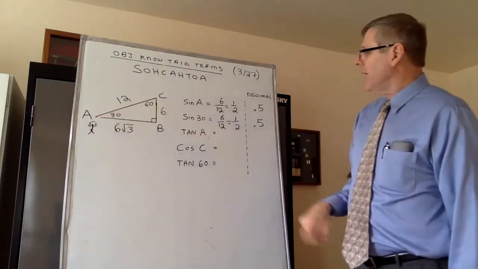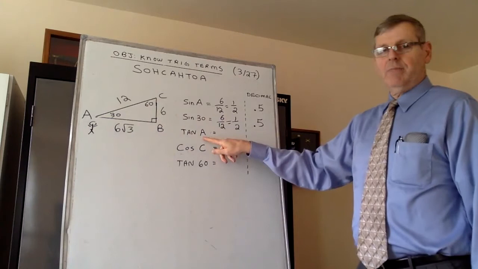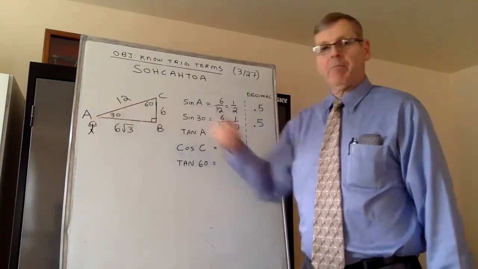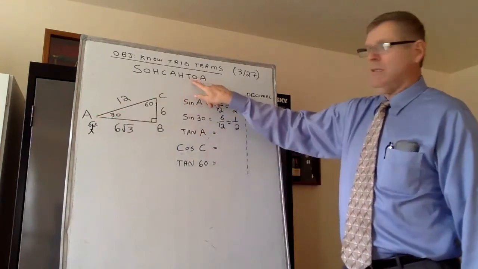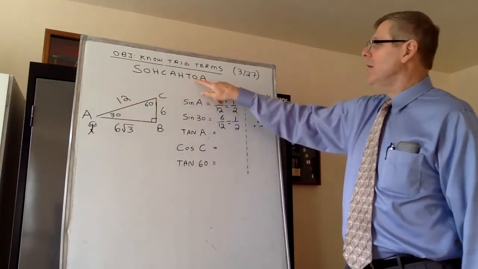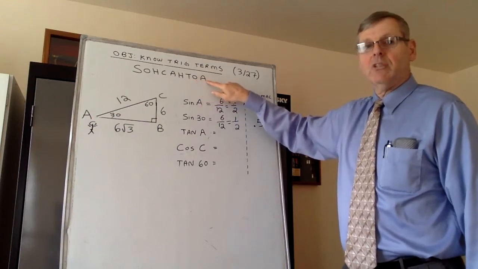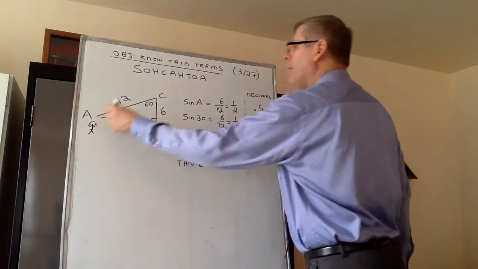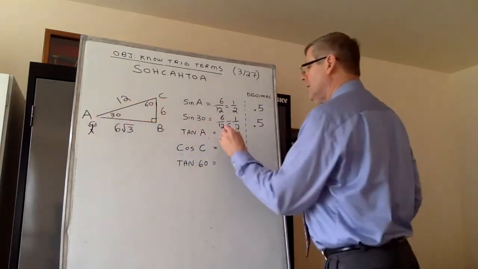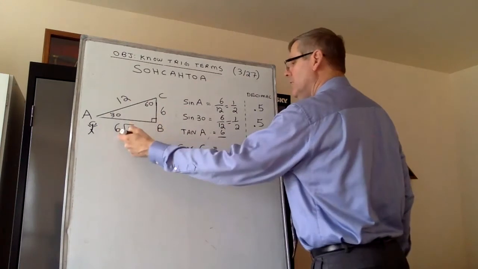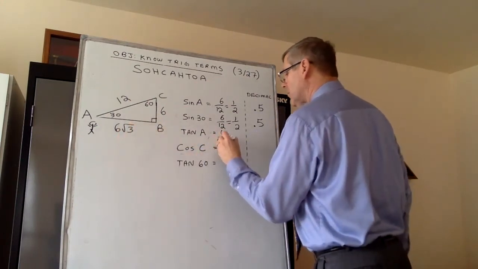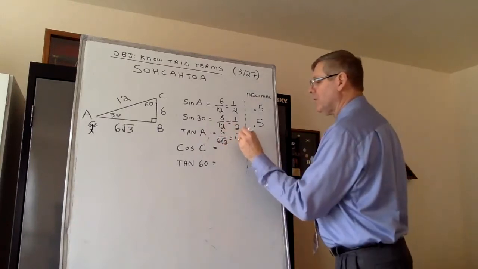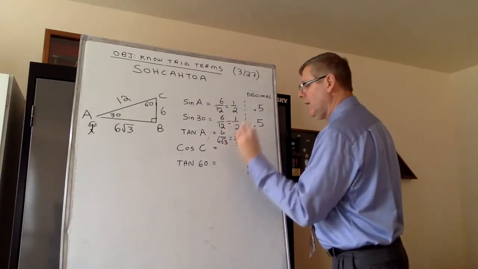Now, if I wanted to take the tangent of A, notice I'm still standing at the same place. I'm still at point A. But tangent is a different ratio. It is the ratio of the opposite side over the adjacent, not the hypotenuse. So if I'm standing at A, my opposite side is 6, and my adjacent side is 6 radical 3. We should all know how to simplify that now. That would simplify to the square root of 3 over 3.